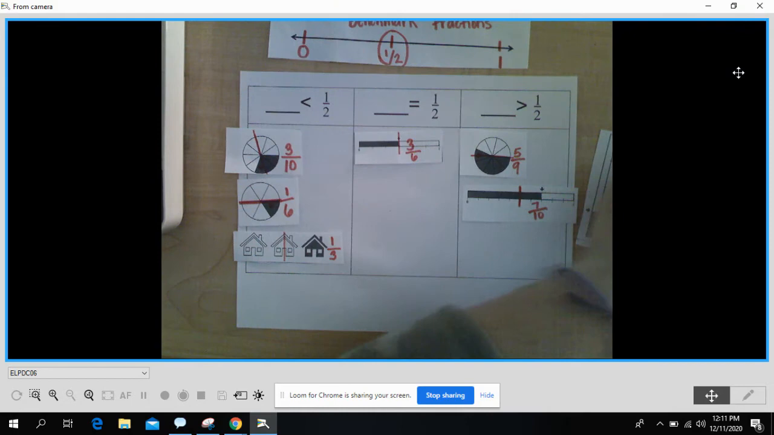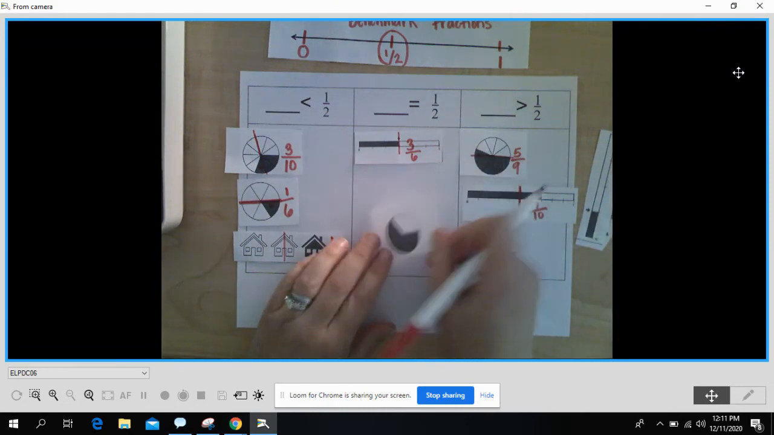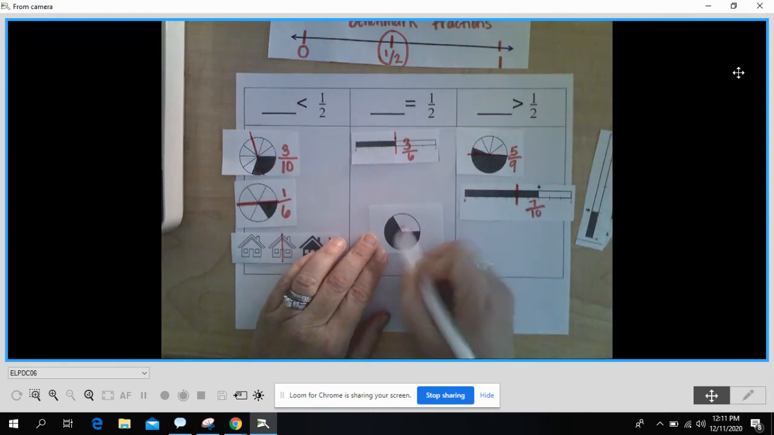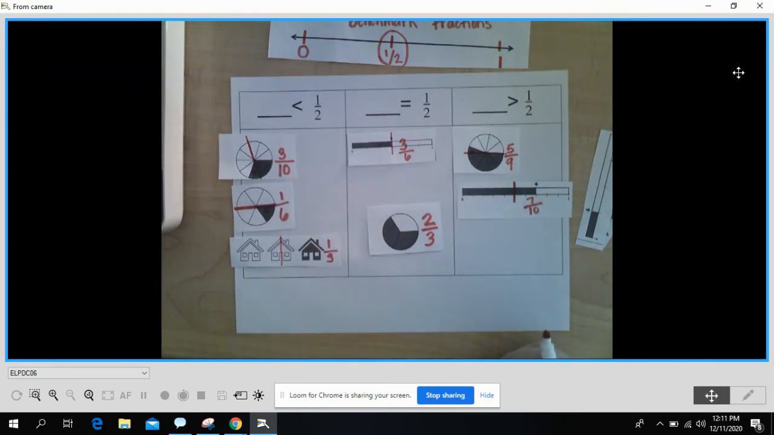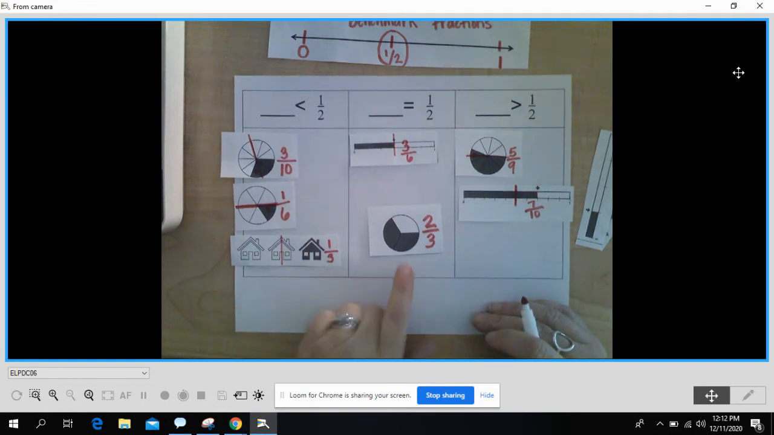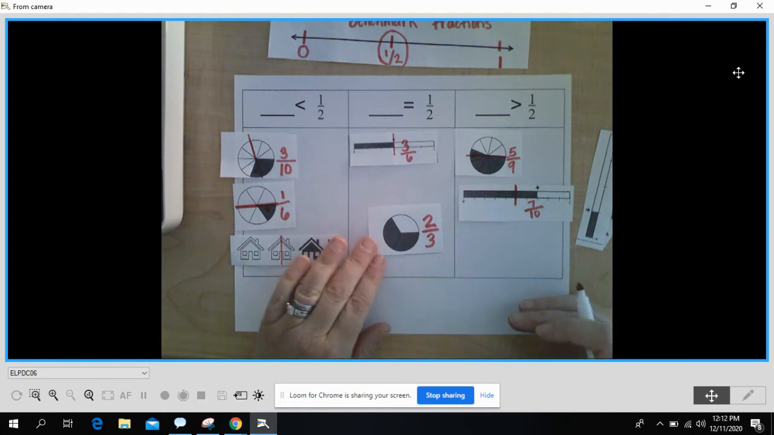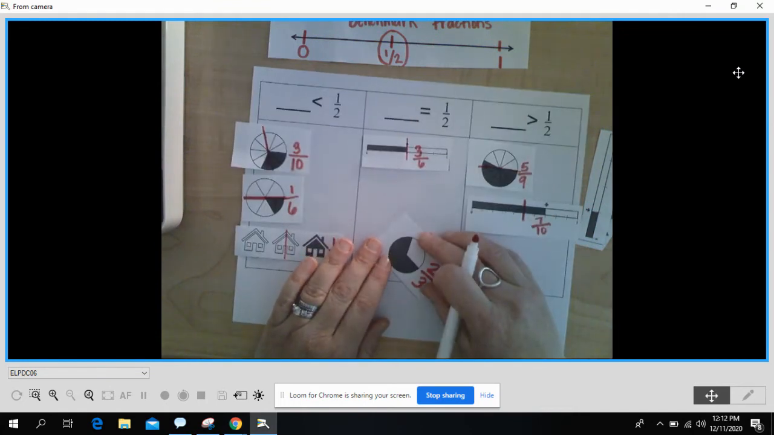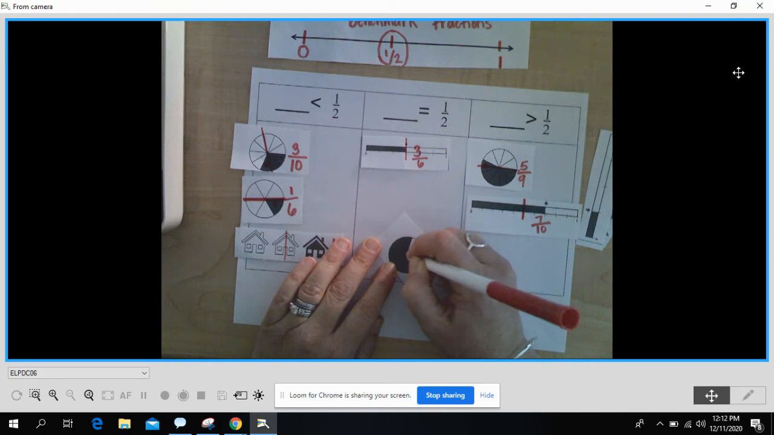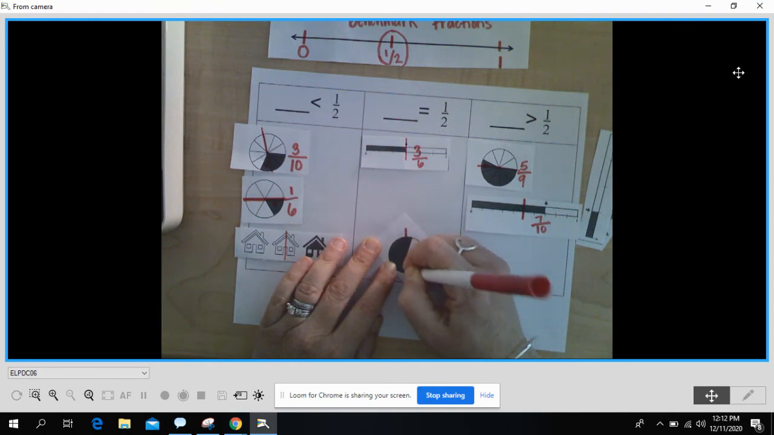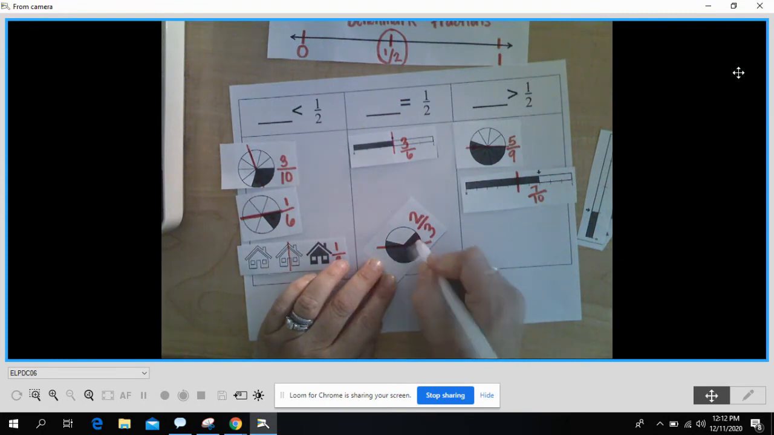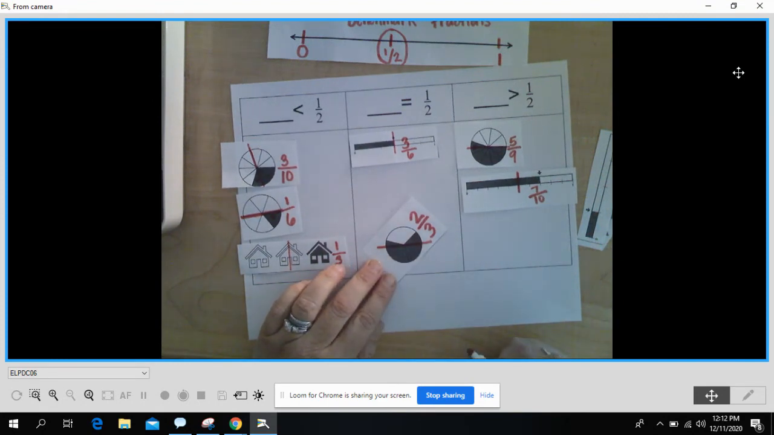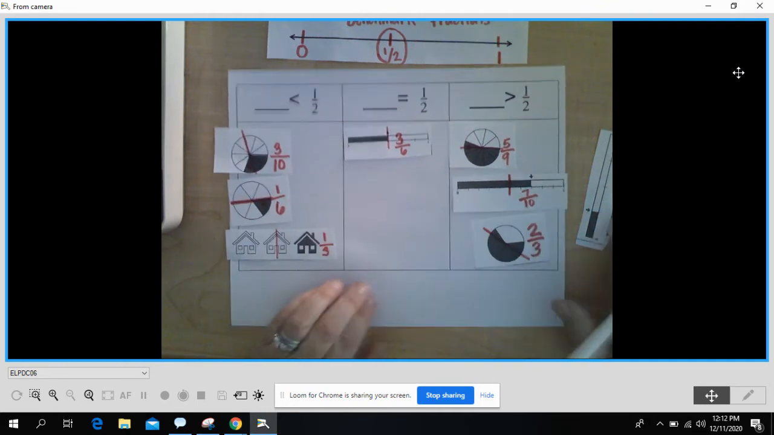Oh my goodness, I love this. Here's thirds. Again, I know it's thirds because my whole is split into 3 equal pieces. I have 2 of them. Where does it belong on my sort? Is it equal to half? Is it less than half? Or is it greater than half? I always like to make a line so I can help visualize where half would be. If I cut this circle in half, it would be like that. This would be half. But do you see I have a little bit more on each side? So it's greater than half.